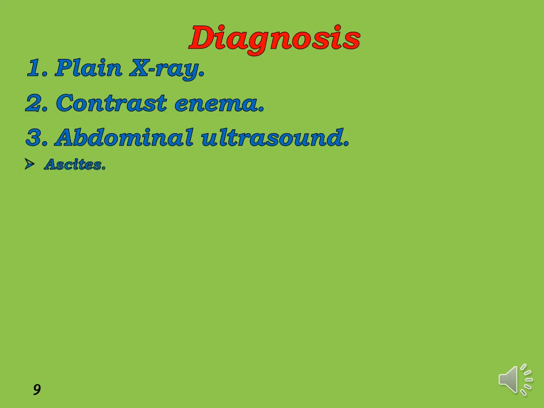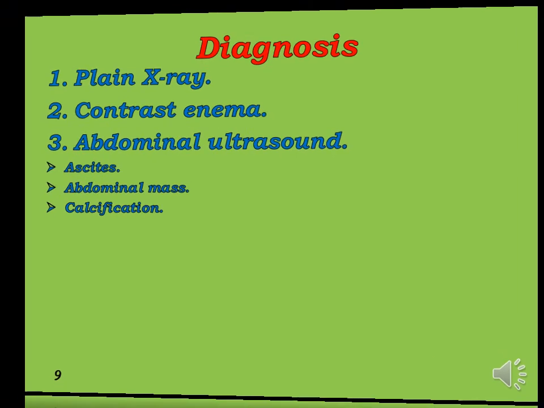Abdominal ultrasound, we may see findings of ascites, ascitic fluid, or we may see an abdominal mass, which as we said may be meconium pseudocyst formation, this mass of meconium collecting in the peritoneal cavity. We may see calcification of the meconium by ultrasound.